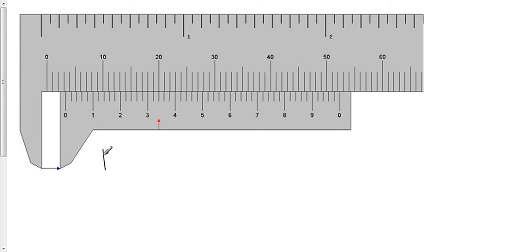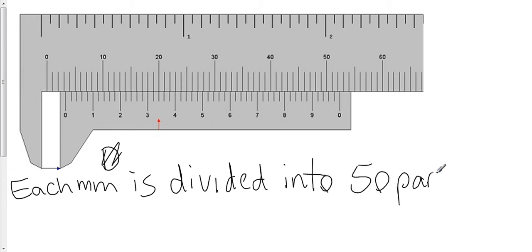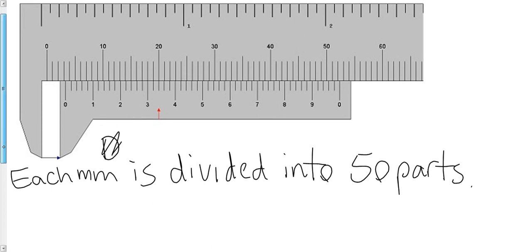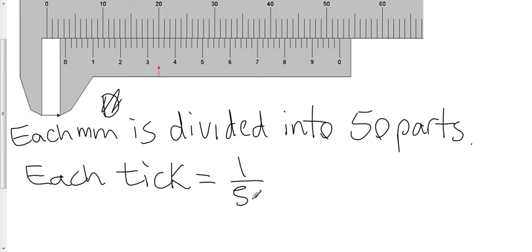So each millimeter is divided into 50 parts, which means that each tick is equal to 1 over 50 millimeters, or 0.02. So what I'm going to do is do this reading all in one step this time. So this is 0.02 millimeters.